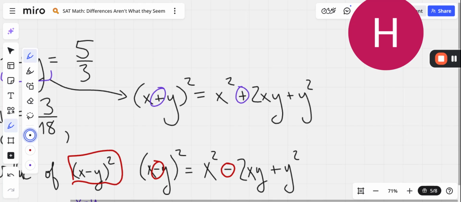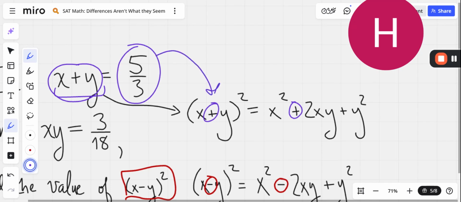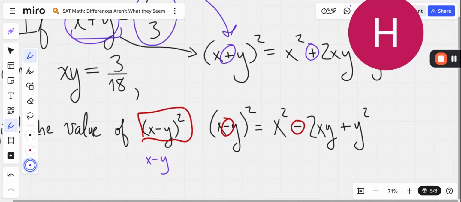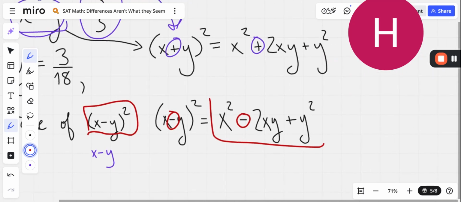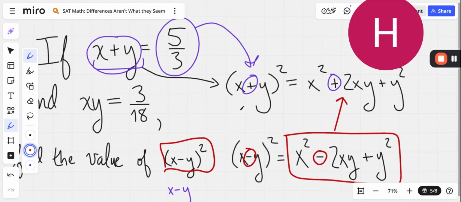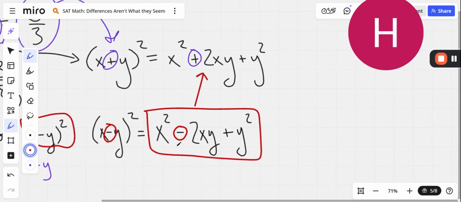Now, why is this so useful? Why is this so important? Well, on the one hand, I have x plus y's value. So I do have 5/3, and I can square it. On the other hand, I would like to know x minus y squared, which is this entire expansion, which really isn't that far off from what we're given. What's the connection between what we're given, squared, that is, x plus y squared? What's the connection between that and what we're after, which is x minus y squared?